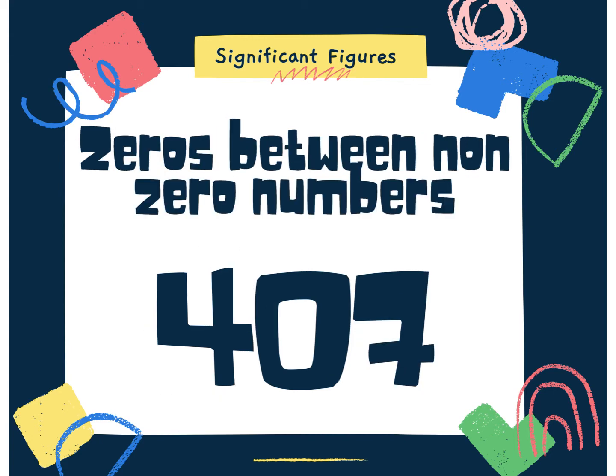The second rule of significant figures states that zeros that fall between non-zero numbers are significant. So the first rule told us that the 4 and the 7 would be significant. In this case, because there's a 0 that falls between two non-zero numbers, that number is significant as well. 407 has three significant digits.